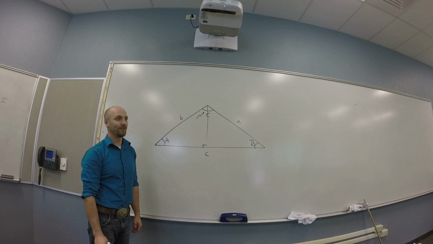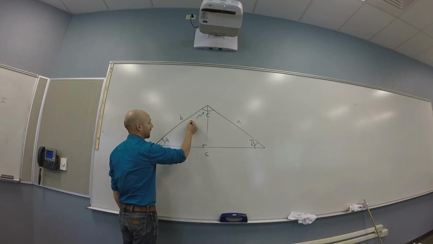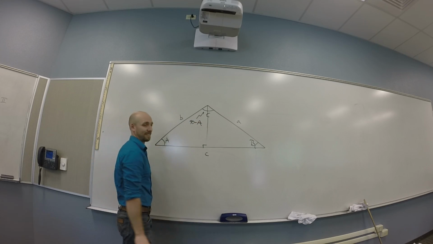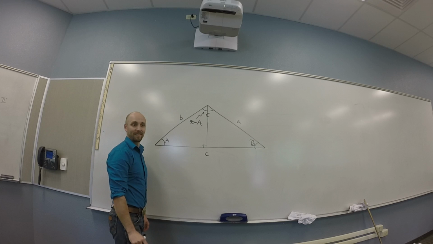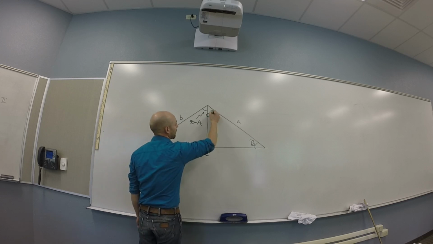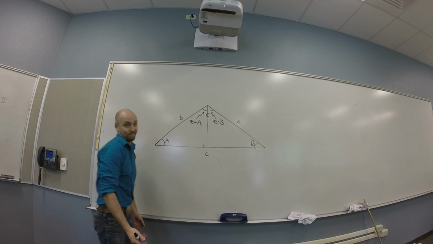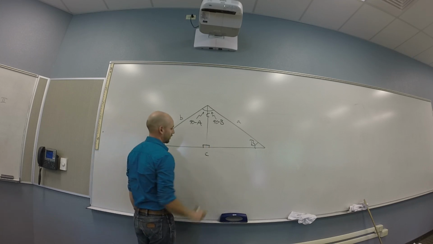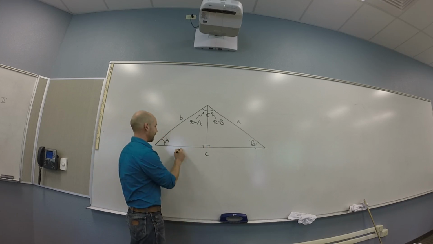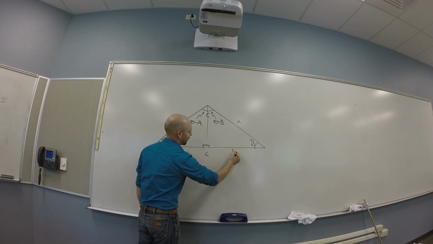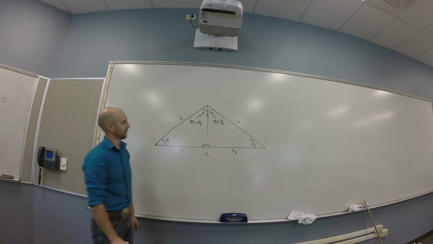Or you could do this. It's 90 minus A. You guys see that? Yeah, I mean, it makes way more sense. And then this angle here is 90 minus B. Right? Okay, and I guess maybe I'll split this into little c1 and little c2.